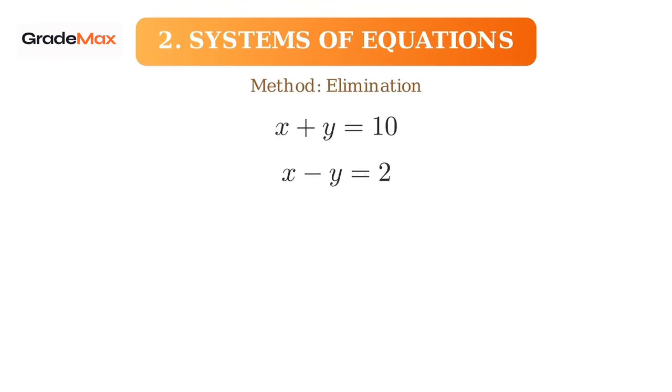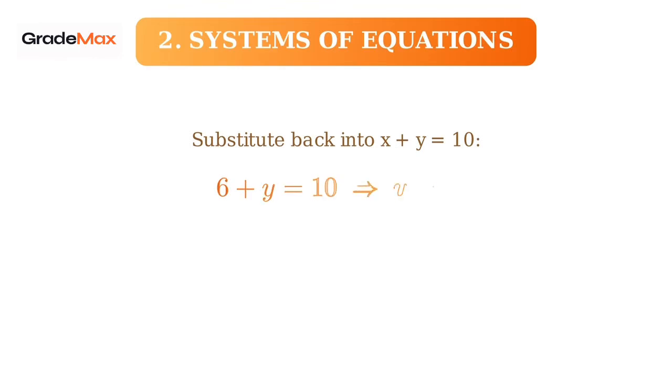Here, there are 2 equations and 2 unknowns. Let's take x plus y equals 10 and x minus y equals 2. Here we eliminate either by adding or subtracting. In this case, if we add, we get 2x equals 12, or x equals 6. In certain questions, we might have to subtract. Whichever is easier, we use it. Now, if we substitute it back into any one of the equations, we will get the value for y.